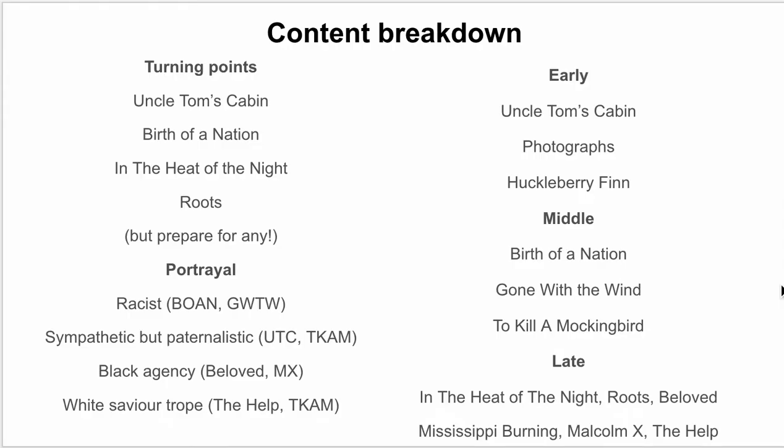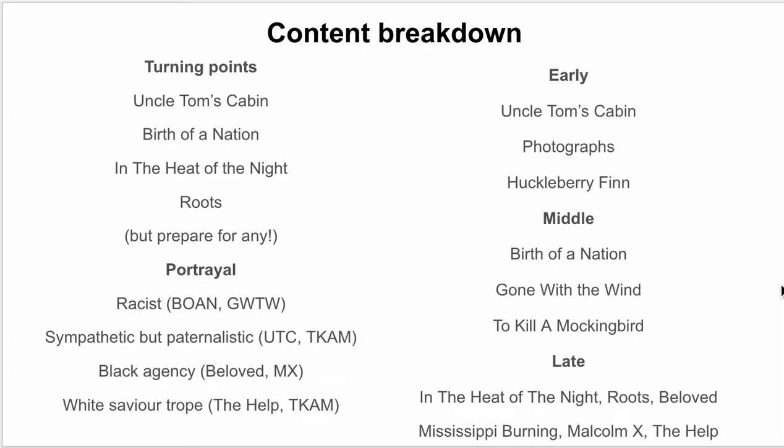But think about, what would you say is the most significant turning point in terms of the changing portrayal of civil rights issues? It could be negative. It could be Birth of a Nation, a very, very racist, hostile film. It could be more of a positive, if you think about Roots or In the Heat of the Night. It could be something just in terms of the impact. If you think about Uncle Tom's Cabin, it had a significant impact. So think about what you would consider the most significant turning point, but I would definitely prepare for any of these potentially being the one in the question.